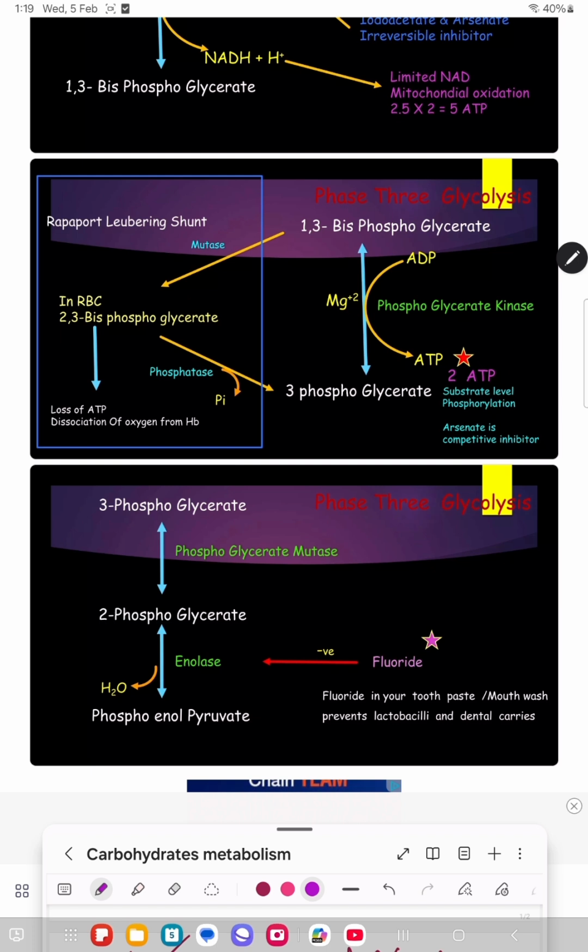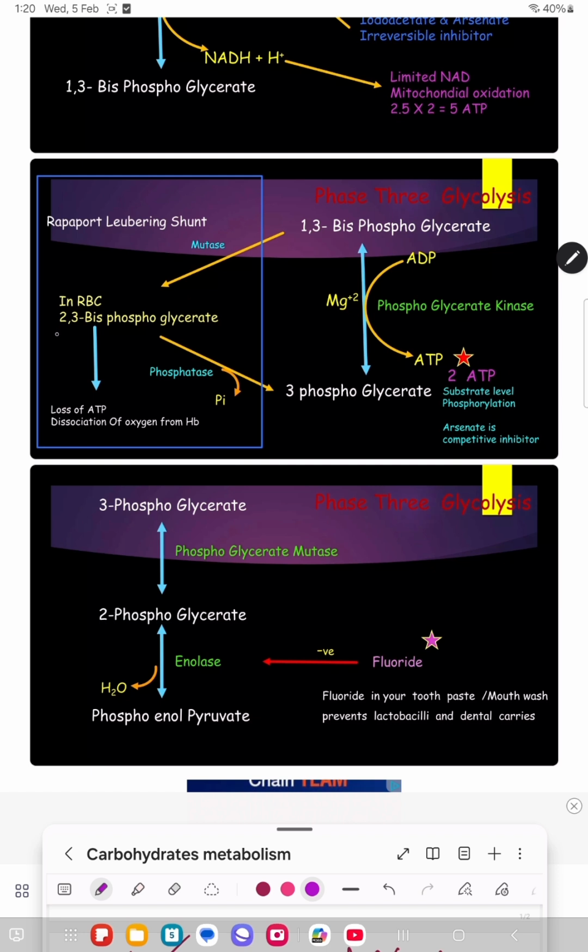So now there is another step. 1,3-bisphosphoglycerate, with the help of the mutase enzyme in RBC, will be transformed into 2,3-bisphosphoglycerate. So in RBC there is loss of ATP, and it helps in the dissociation of oxygen from hemoglobin. That is the role of 2,3-bisphosphoglycerate in RBC. You can see here, this pathway is known as the Rapoport-Luebering shunt. This is very important to remember.